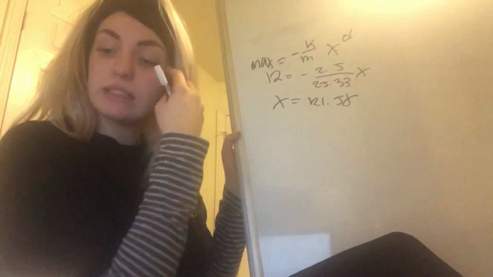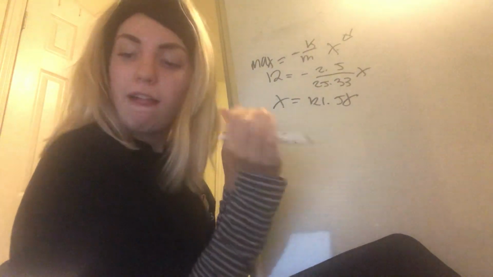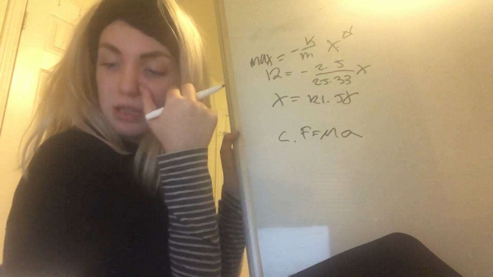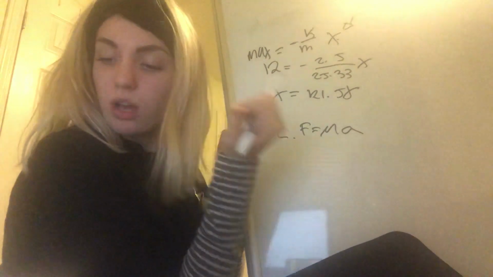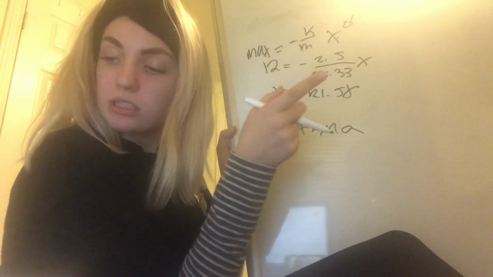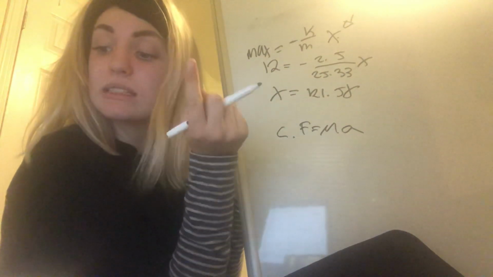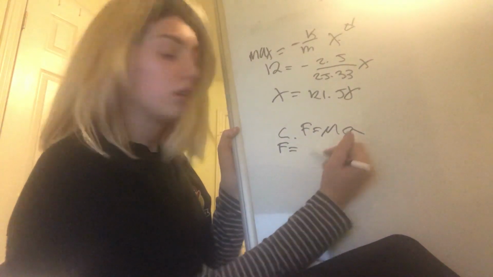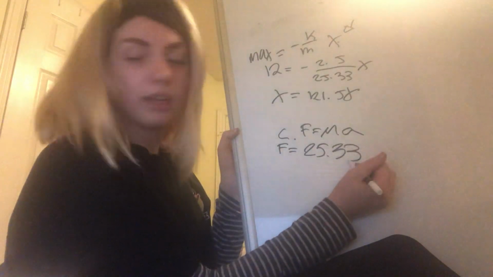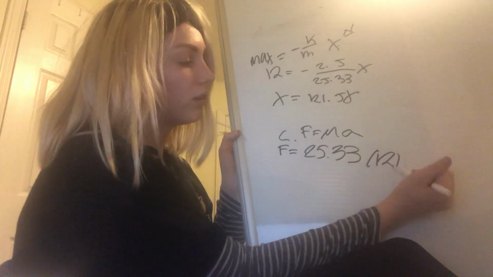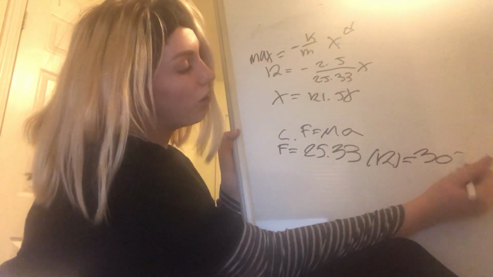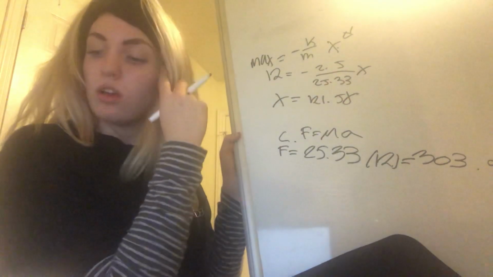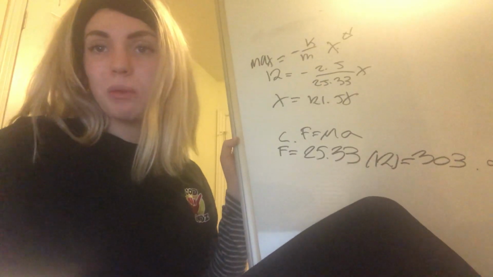And then finally for C, I'll just do that right down here. I'm going to be using the equation F equals mass times A. And so use max acceleration and known mass, and we get that F equals 25.33 times 12, which will equal 303.96. Or if you just round up, it's 304.0.